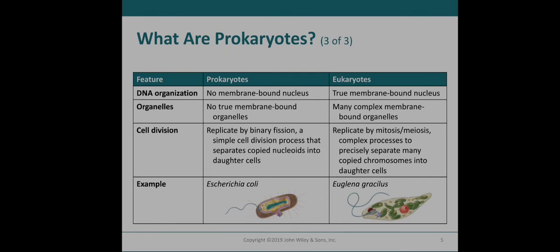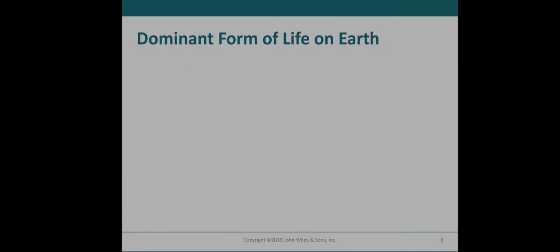Now, an example of an organism, we have the E. coli for the prokaryotes and the Euglena gracilis here for eukaryotes. Euglena is a single-celled eukaryotic organism. So, the whole organism is just made up of one cell itself. So, that's the Euglena.